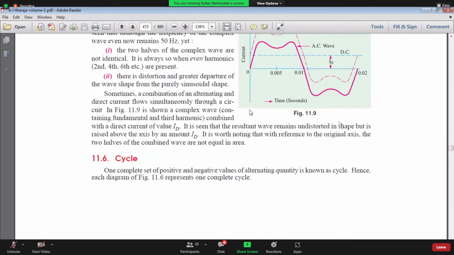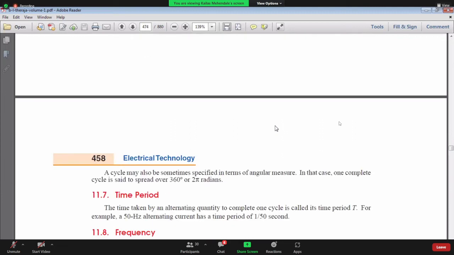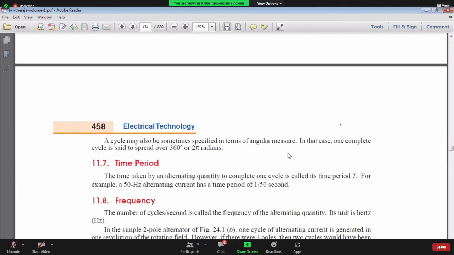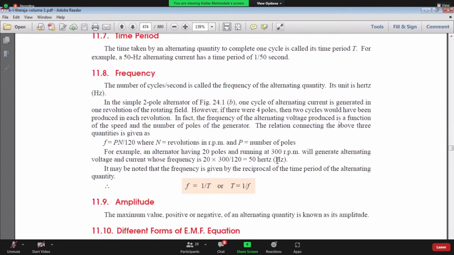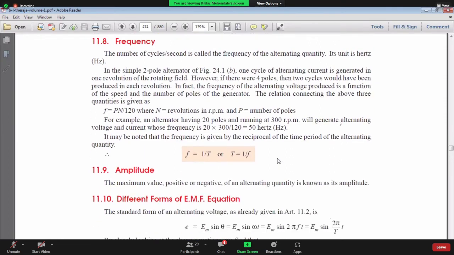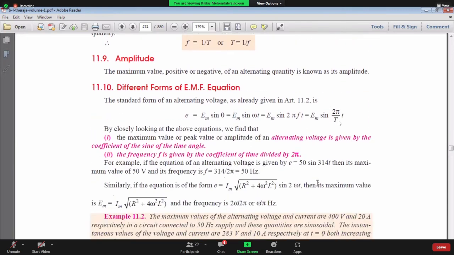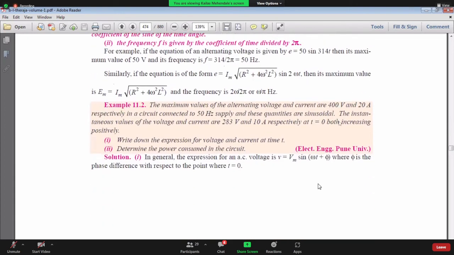There are a couple of definitions over here. 11.6 speaks about something called a cycle. 11.7 speaks about time period and frequency. I'm not going to go through those definitions, so please read that and you will definitely understand. My logic is simple: the things that you can understand, I'm not going to do in the class, but I will definitely mention them. Certain things which require concepts or calculation, definitely I will do.